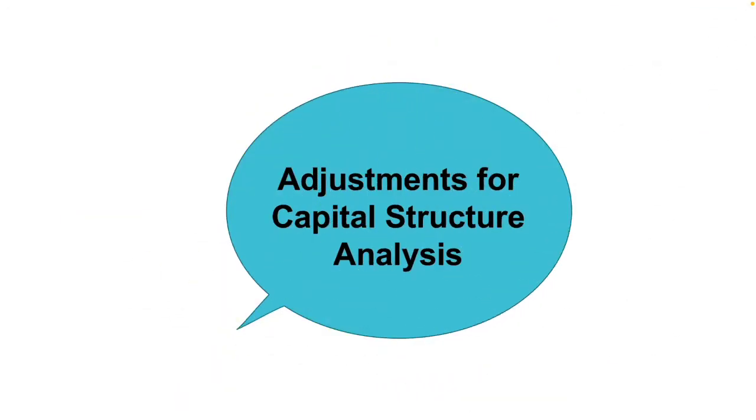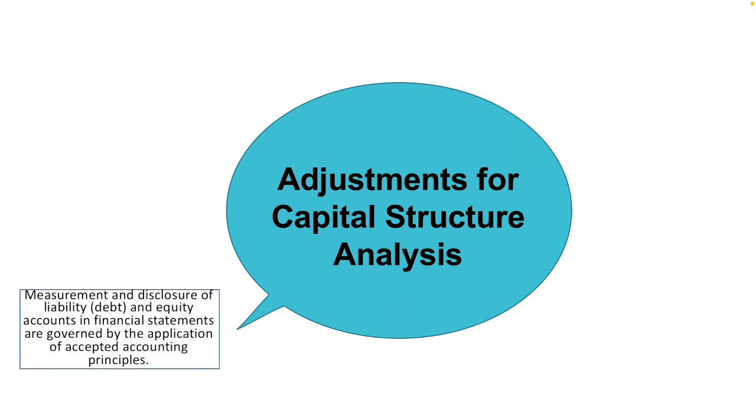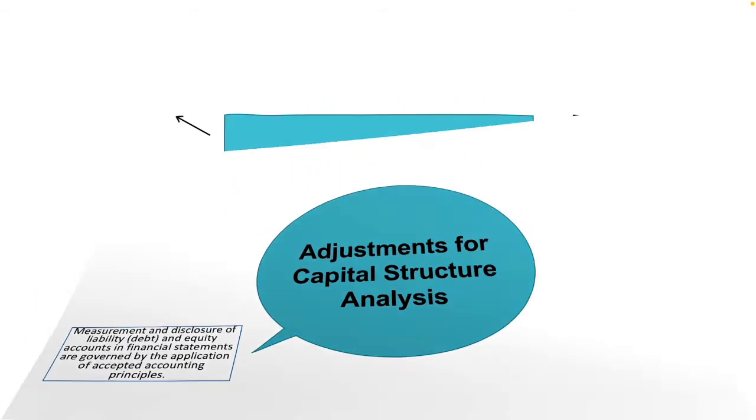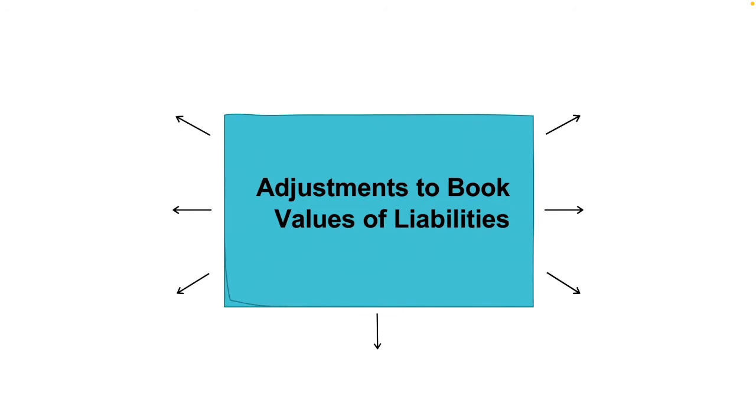And third point is about adjustment for capital structure analysis. Measurement and disclosure of liability or debt and equity account in financial statement are governed by the application of accepted accounting principle. In adjustment for capital structure analysis, there is also adjustment to book values of liabilities. The first one is deferred income tax.